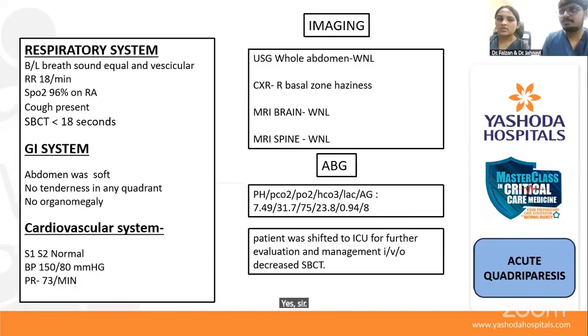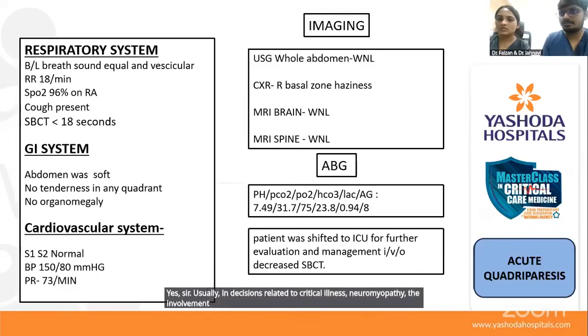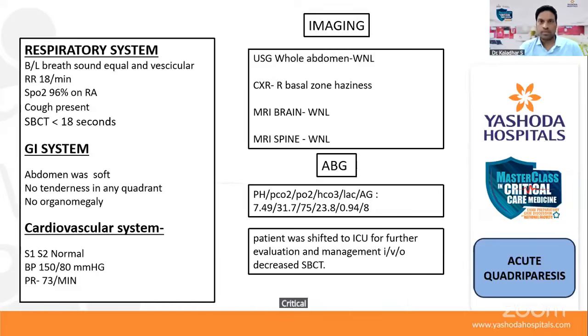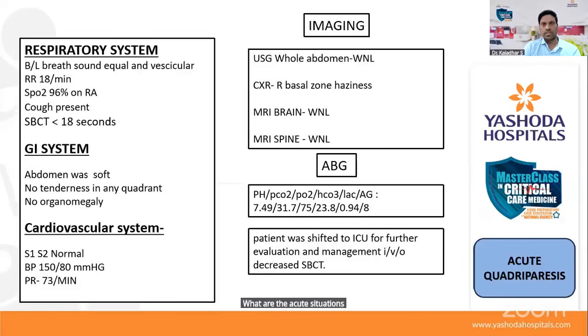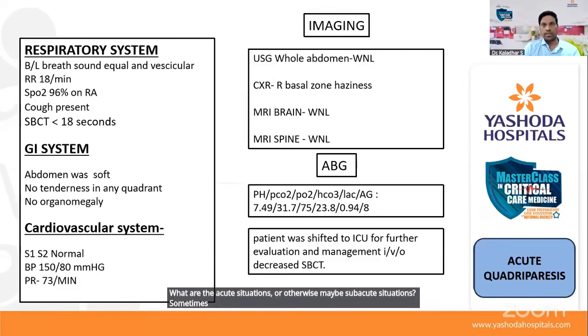Usually in diseases related to critical illness neuromyopathy, the involvement of proximal and respiratory muscles will be present. Critical illness neuromyopathy may not be directly related to the infection. So that is over a period of time, the patient is there in your ICU, and then they will land up. What are the acute situations or otherwise maybe subacute situations? Sometimes patients can land up with typical cervical myelopathy, sometimes leading to severe diaphragm weakness, as you said, C3, 4, 5 roots, if they are involved, the possibility will be there.